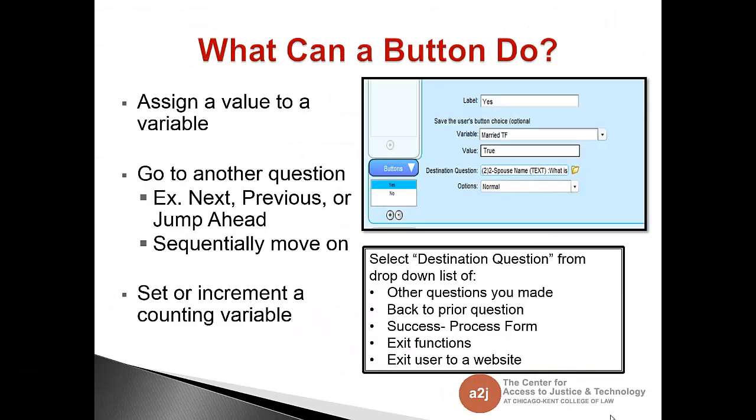So what can a button do? A button can assign a value to a variable. It can take an end user to another question. So for example, next, previous, jump ahead, or sequentially move through your questions. It can also set or increment a counting variable, which is something you're going to need in repeat loops.